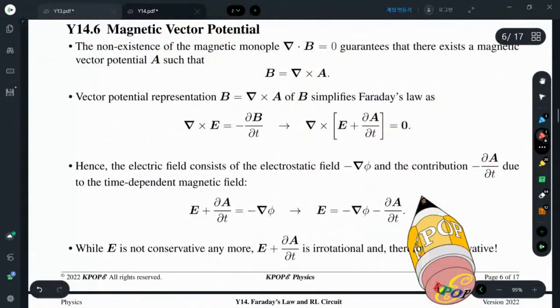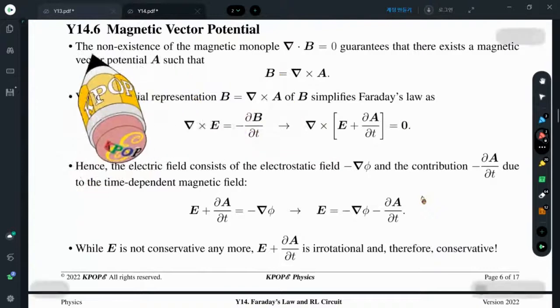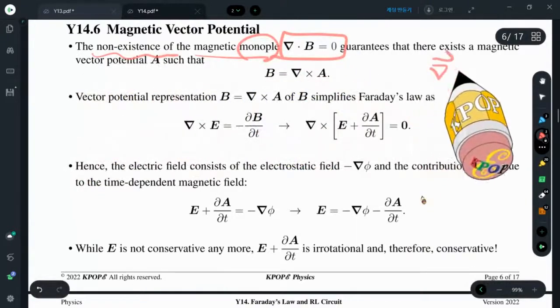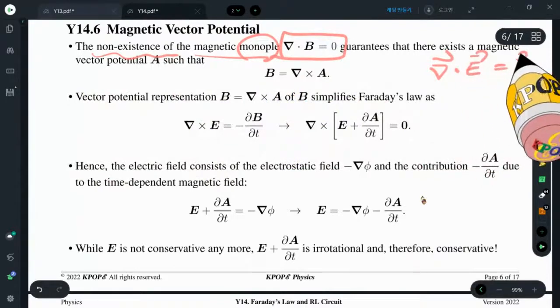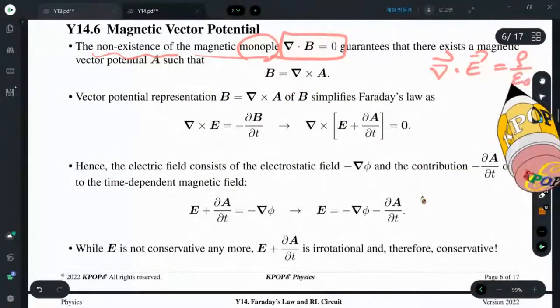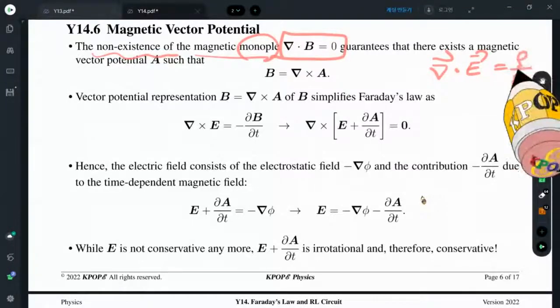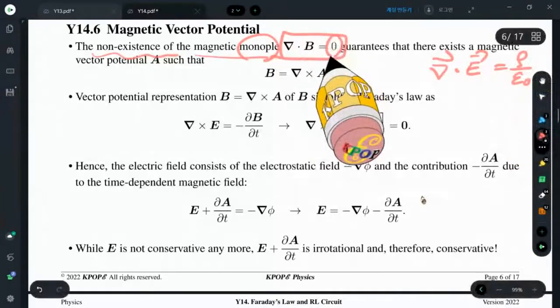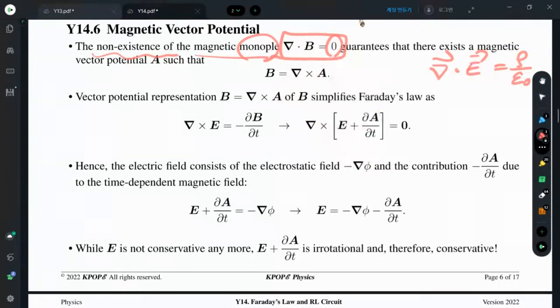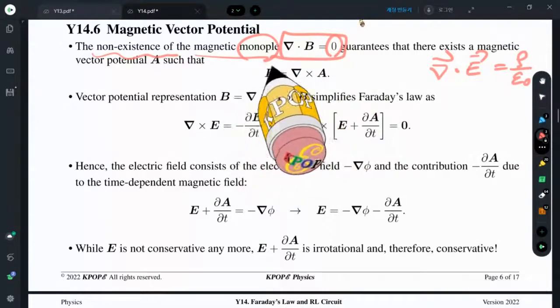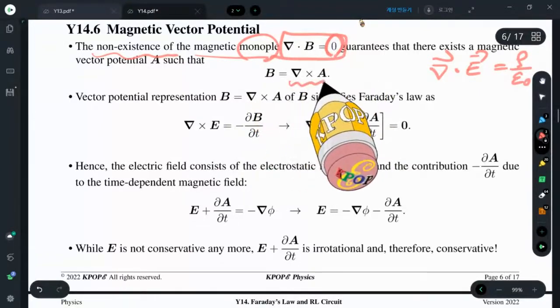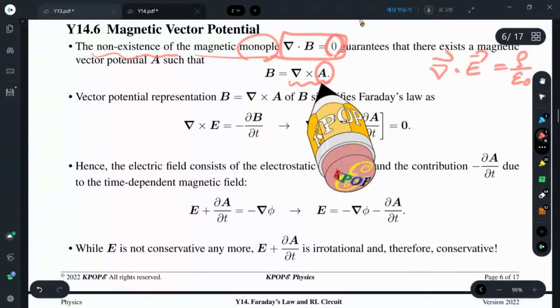Magnetic vector potential. We know the non-existence of the magnetic monopole. In the case of the electric field, divergence E is rho over epsilon 0, where rho is the monopole charge density per unit volume. There is no magnetic monopole, so divergence B is 0. As a result, B should be the curl of a certain vector.